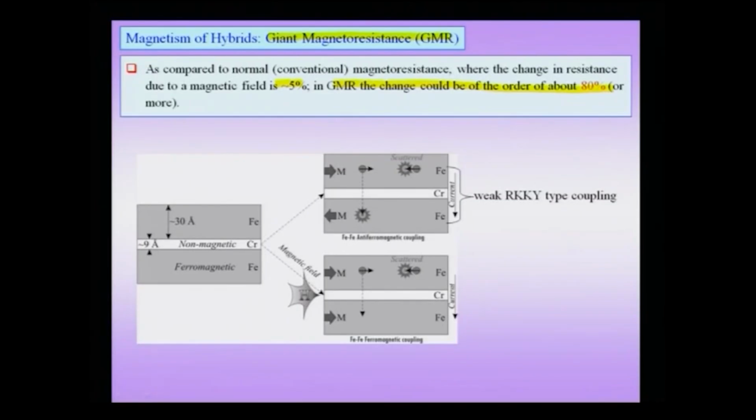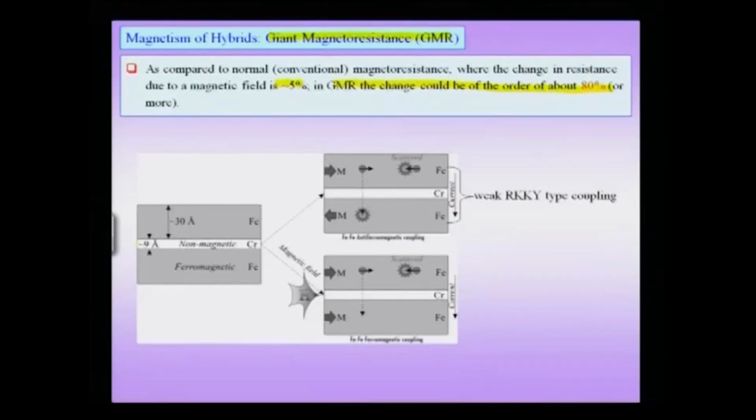Another important point about giant magnetoresistance is that it is actually found in hybrids. That means, it is found in composite structures. There are cases where giant magnetoresistance has been reported in other kinds of systems also, but the classical system is that of a hybrid. So, what is the configuration which is giving me this giant magnetoresistance? It is typically a non-magnetic layer lying in between two magnetic layers.